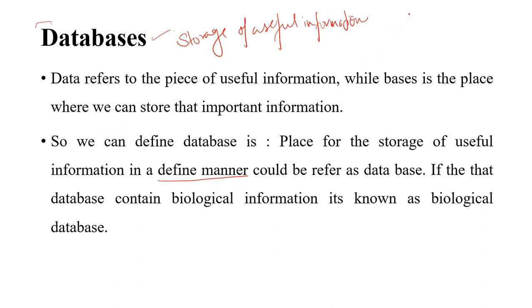Defined manner means we must store data in a proper manner by which we can retrieve the data when required. If we just throw the data into the database and we do not have any format, it is very difficult to get the data back when we require. Okay, so storage of useful information in a defined manner could be referred to as a database. If the data that the database contains is biological information, it is known as a biological database.